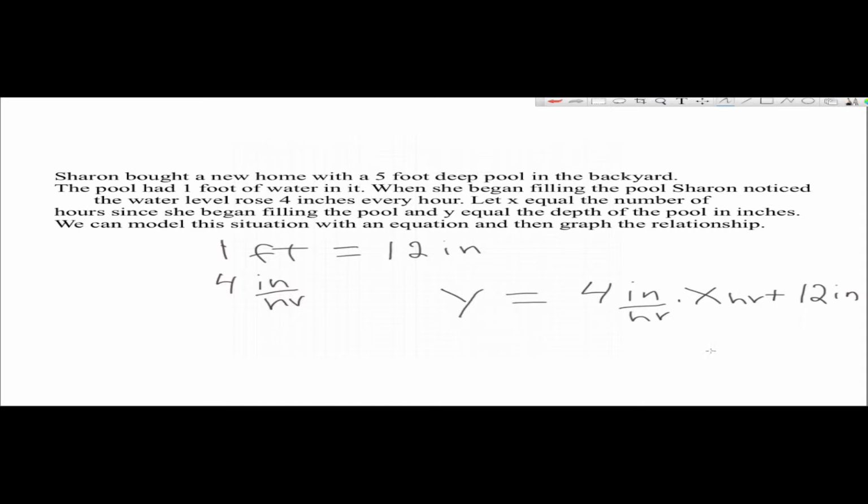You'll also notice that I put units in here because the units will cancel out if I've done this correctly. Hours cancels hours because hours over hours is equivalent to 1, right? Something over itself is a 1, so hours over hours is just a 1. I'm left with inches, so that gives me the right units that I need. All right, so we've got an expression. Let's go ahead and look at how we might make a table for this.